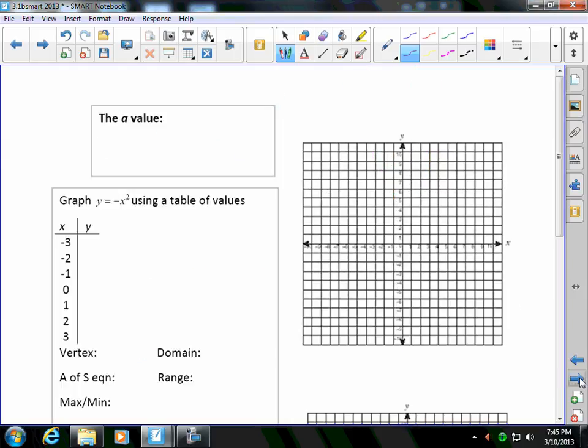So the a value. We found out that it alters the shape of the parabola. So what we do is we have to multiply the a value to that up count.